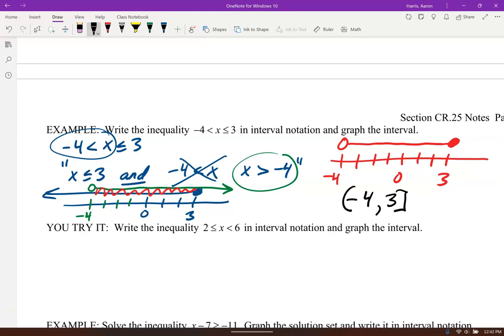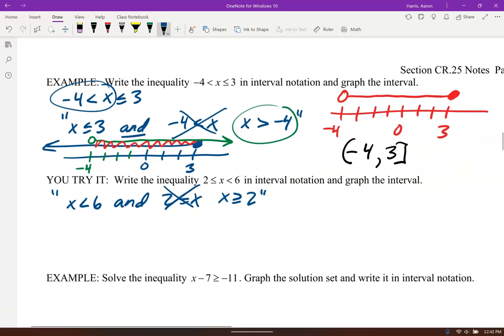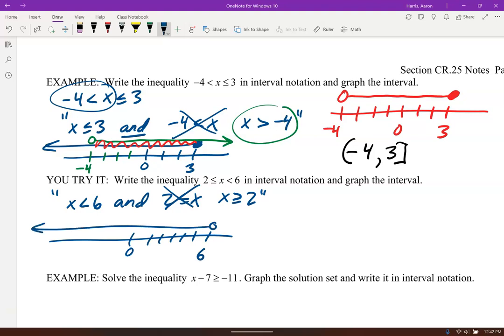Okay, let's do this one together with the 2. So we read it, x is less than 6, and then we read this part the other way around: x is greater than or equal to 2. So we're less than 6 and we're greater than or equal to 2, and it has to be both. And means both, so there's their solution in between. Less than 6, greater than or equal to 2.